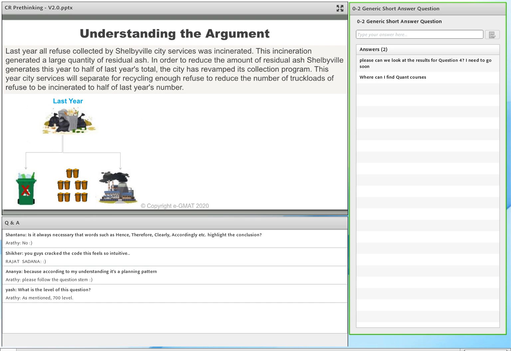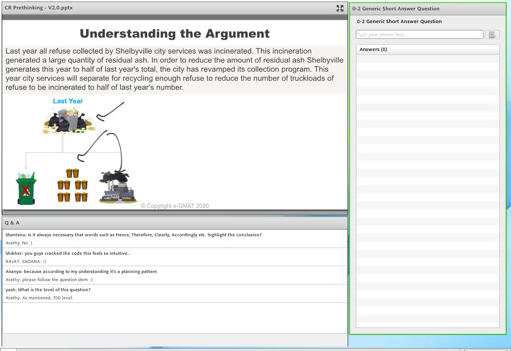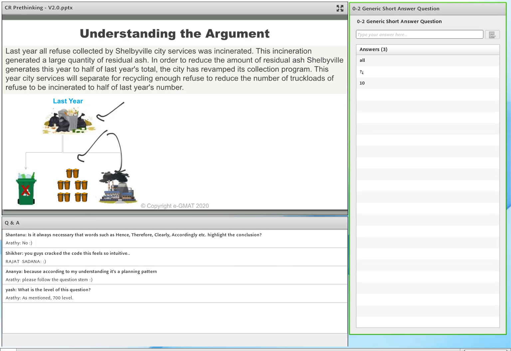Let's look at this. So this one, we're going to go through very, very quickly. So what happened last year? Last year, we collected some refuse and we burned everything. We did not recycle anything. And because I couldn't find a good icon for a truck, I actually got a trash can. So how many trucks did I incinerate last year? 10, right? It could be 100, but I can't put 100 trash cans here. So just look at the count over here, and let's keep a count of 10.